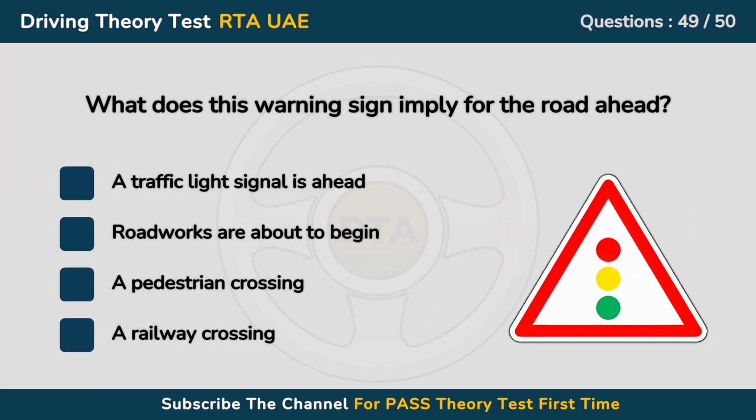Question 49. What does this warning sign imply for the road ahead? A. A traffic light signal is ahead. B. Roadworks are about to begin. C. A pedestrian crossing. D. A railway crossing.